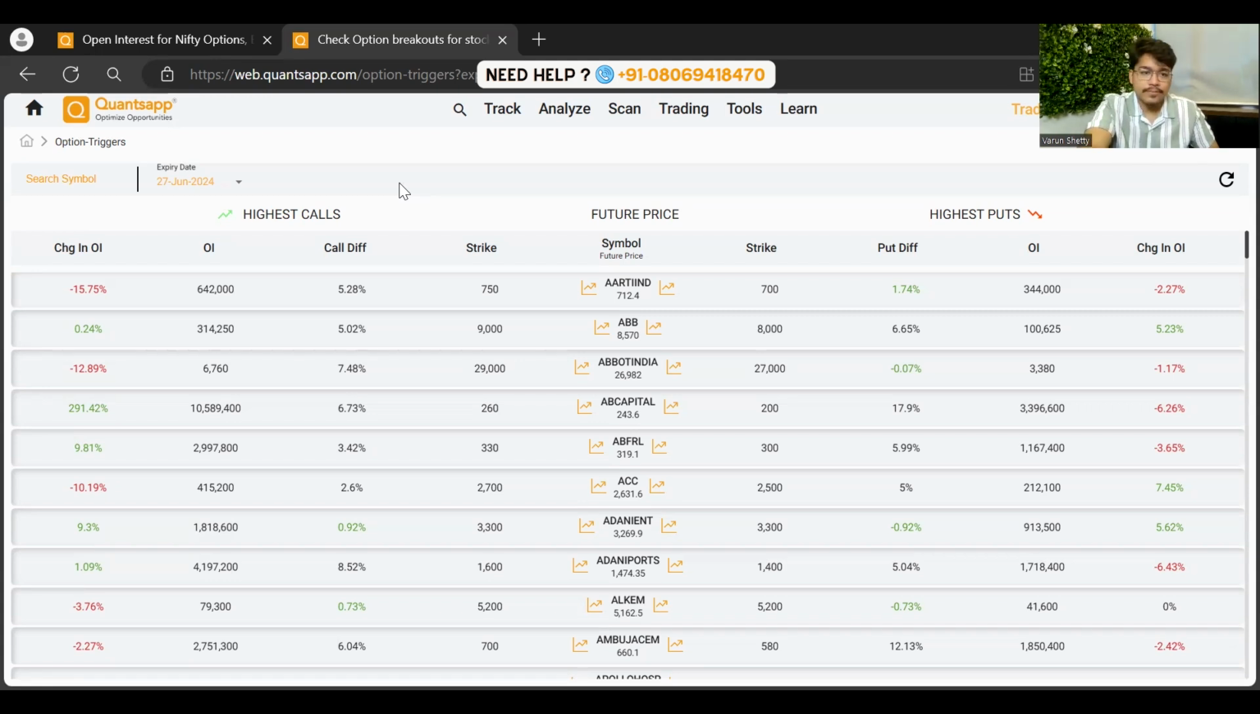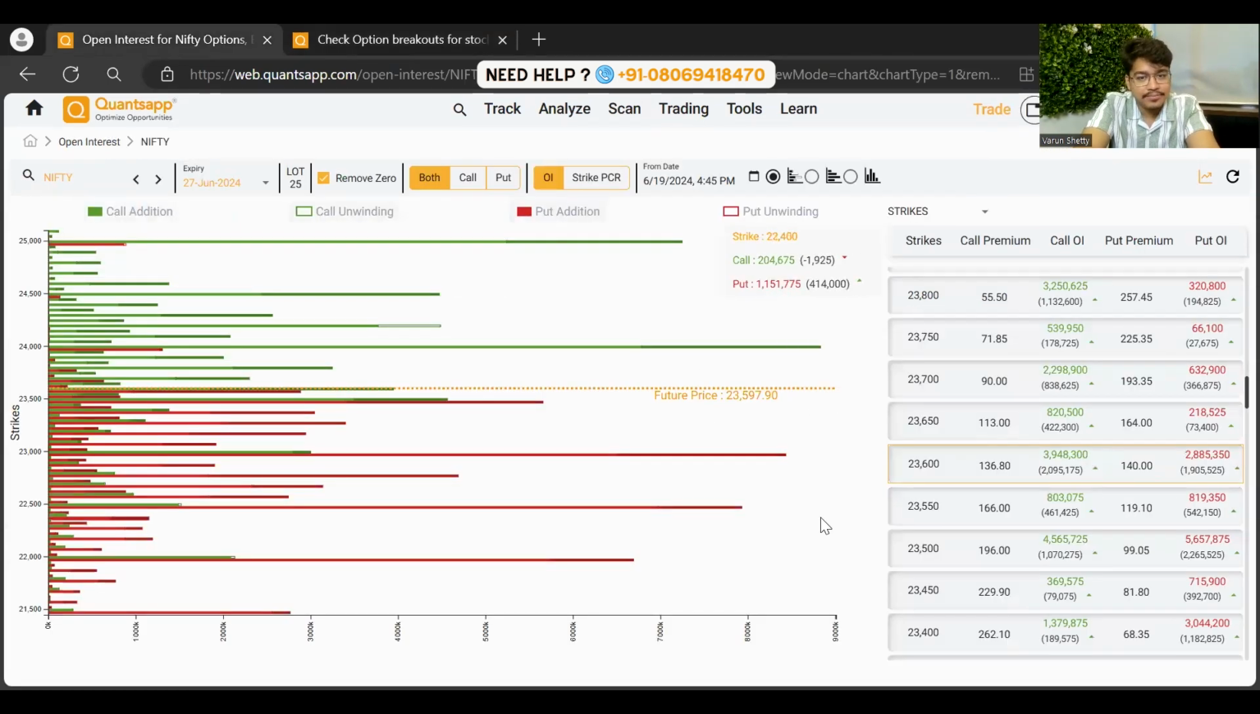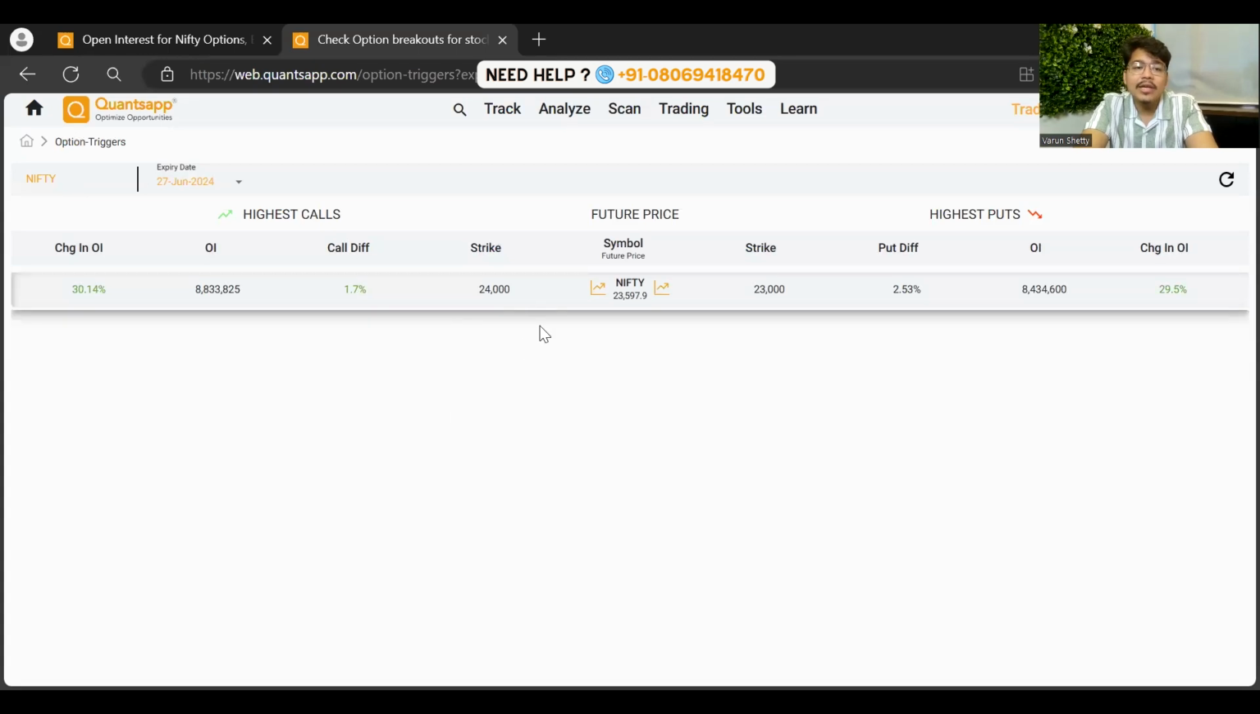Okay. Here you can see on the left-hand side there is data for highest calls, and on the right-hand side there is data for highest puts. Let's take an example. Let's type Nifty. You can see the highest call strike is at 24,000 and the highest put strike is at 23,000, just like we analyze with the help of open interest data. The thing we need to look at is call difference and put difference. So what exactly are they? It is a percentage number that shows you how far off your future price is from the heaviest call strike.